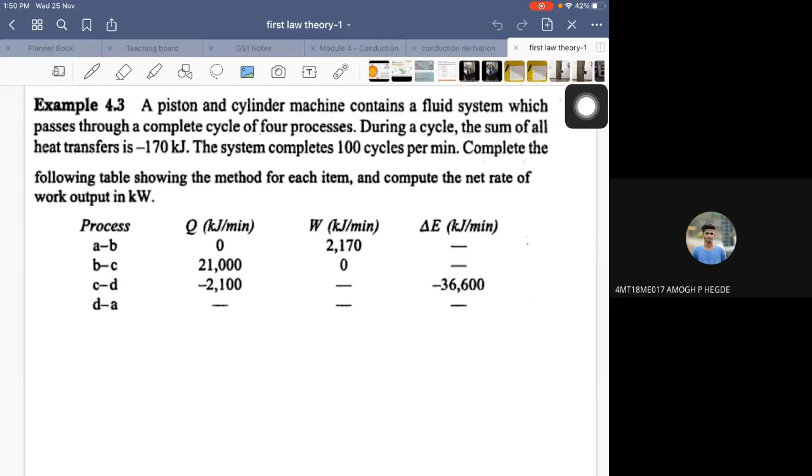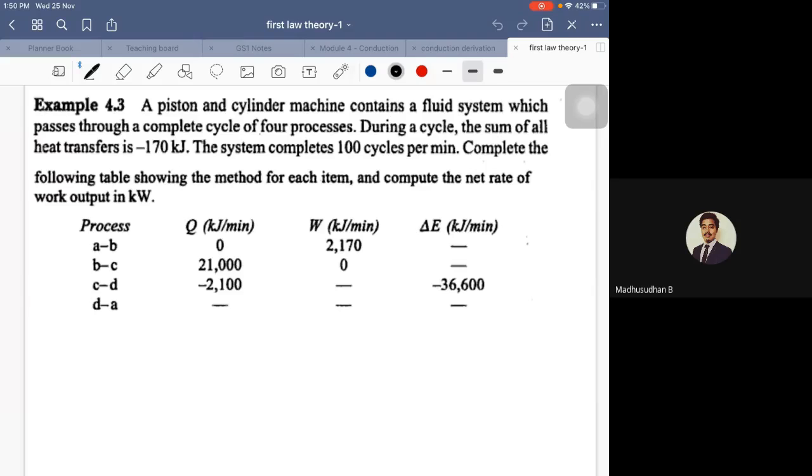Yes, sir. Okay. So this particular problem is important for your internals, so kindly concentrate. The piston cylinder machine contains a fluid system which passes through a complete cycle of 4 processes. So there is a cycle which consists of how many processes? It consists of 4 processes. During a cycle, the sum of heat transfer is equal to minus 170 kilojoules.